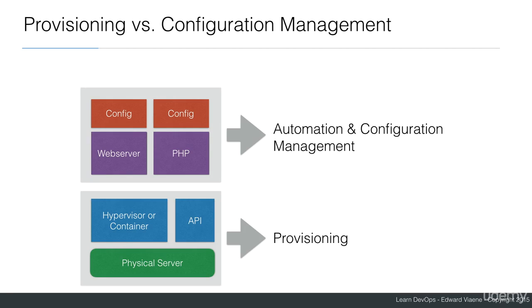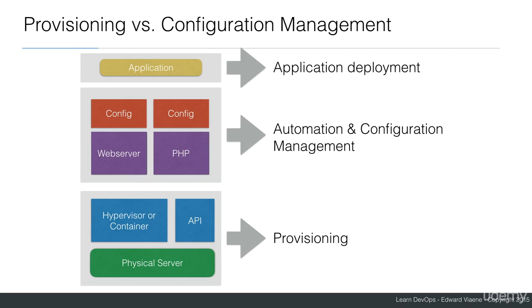Once you have your machine spun up, you can add services necessary to run our software. This can be, for instance, web server software like Apache and PHP or IIS and .NET. In this case, we're talking about automation and configuration management. All those services will have their unique configuration files that we need to maintain. Then, on top of this, you can deploy your application.